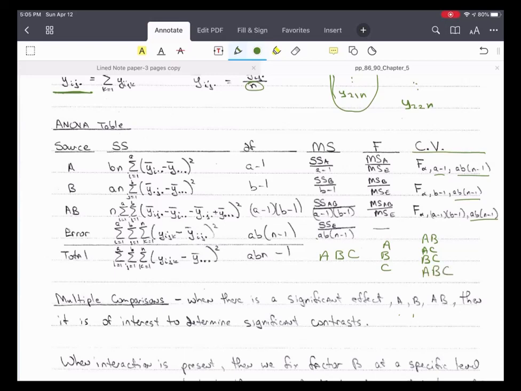So let's say that none of the main factors were significant by themselves. But if AB is significant, that interaction is significant, then I would keep A and I would keep B in the model. Okay? Likewise, if AC was significant, I'd keep A and C in the model, but not B. And again, saying that all the main effects were not significant.